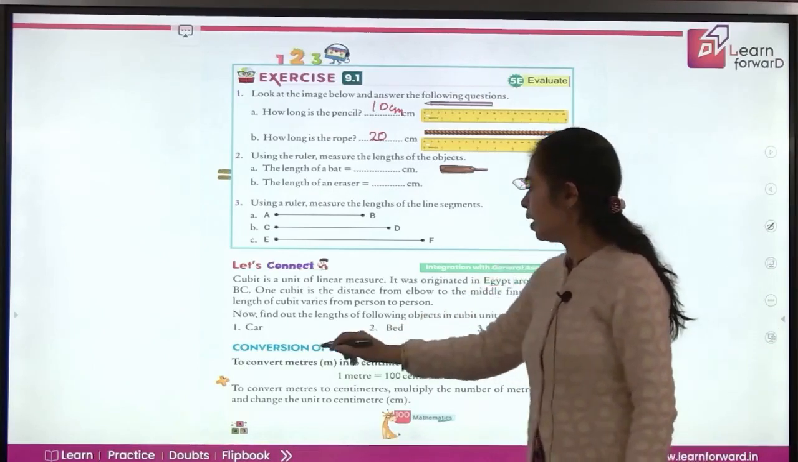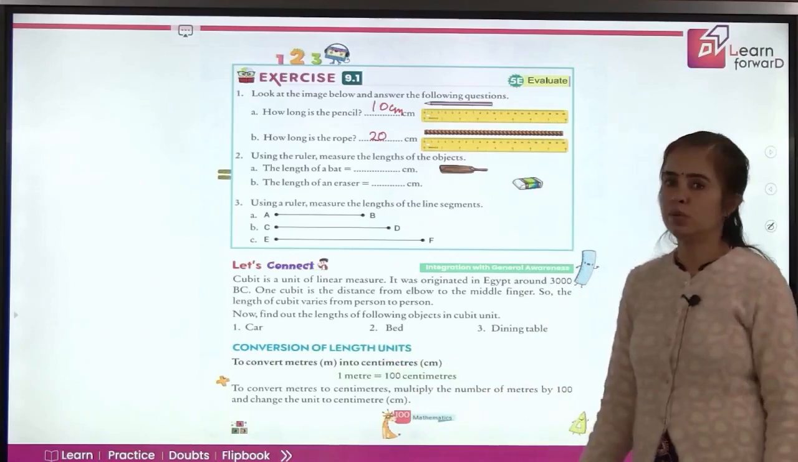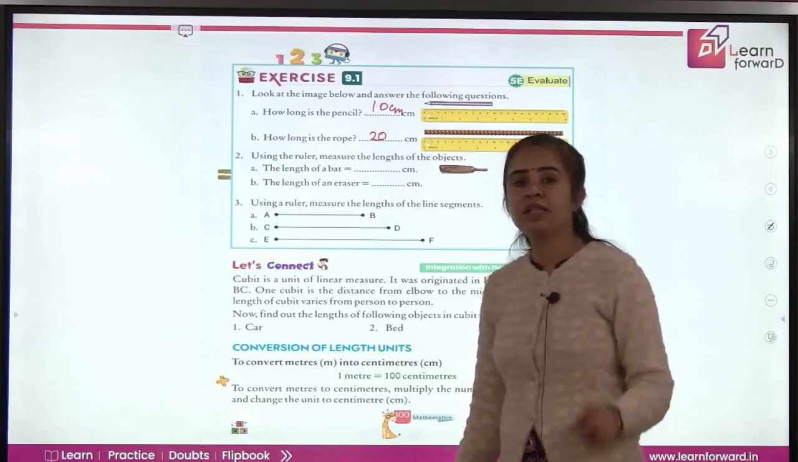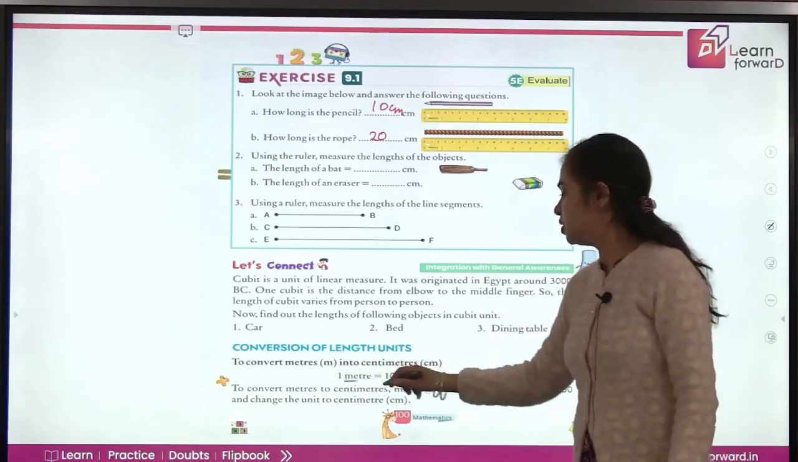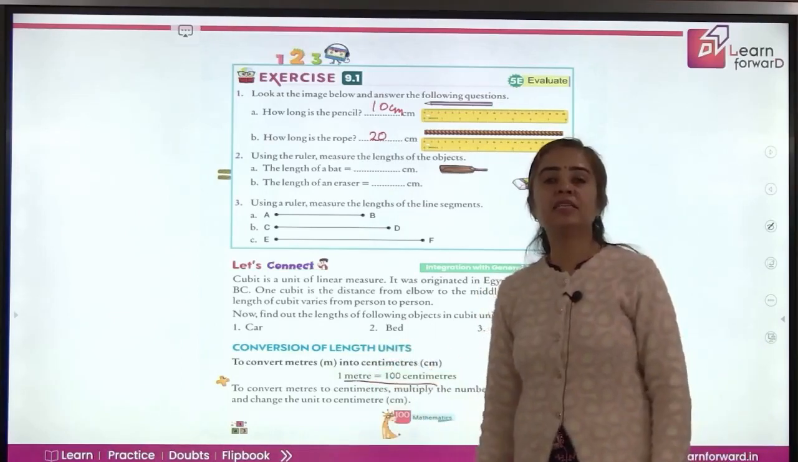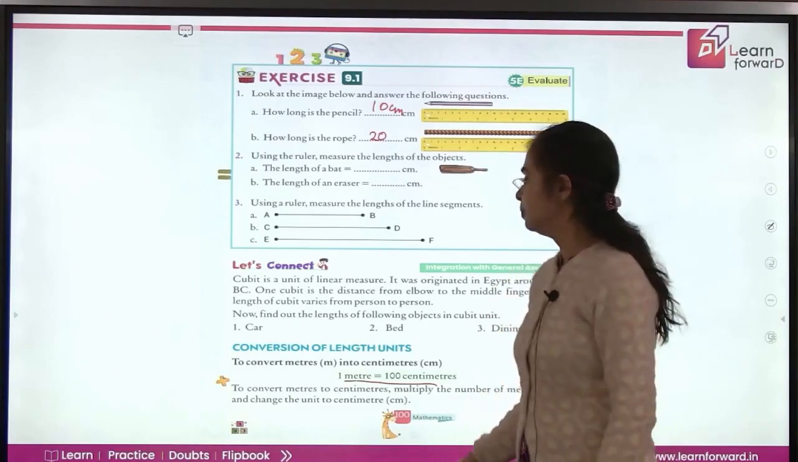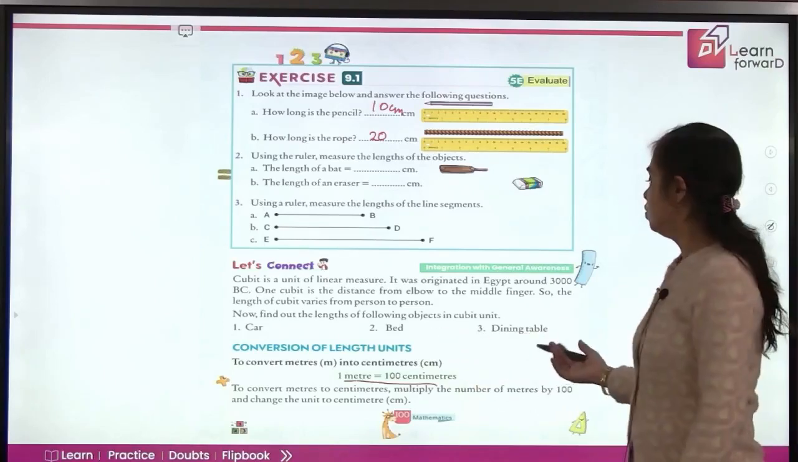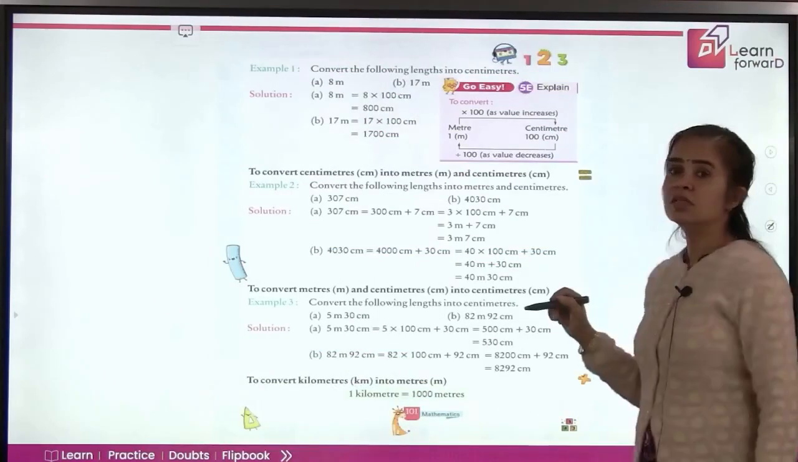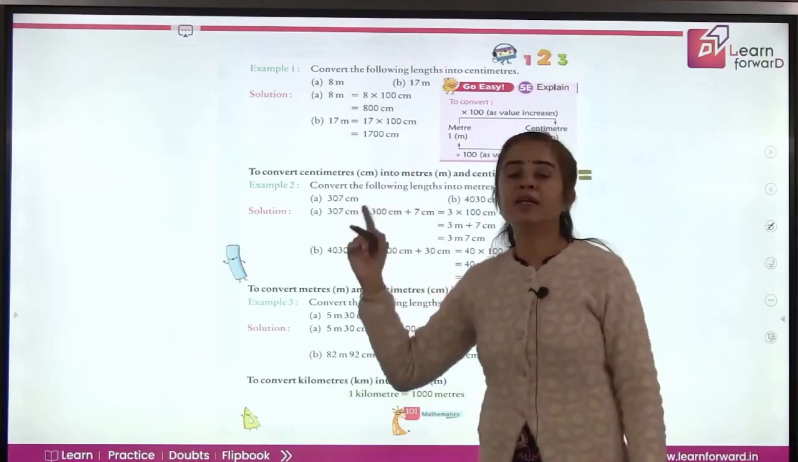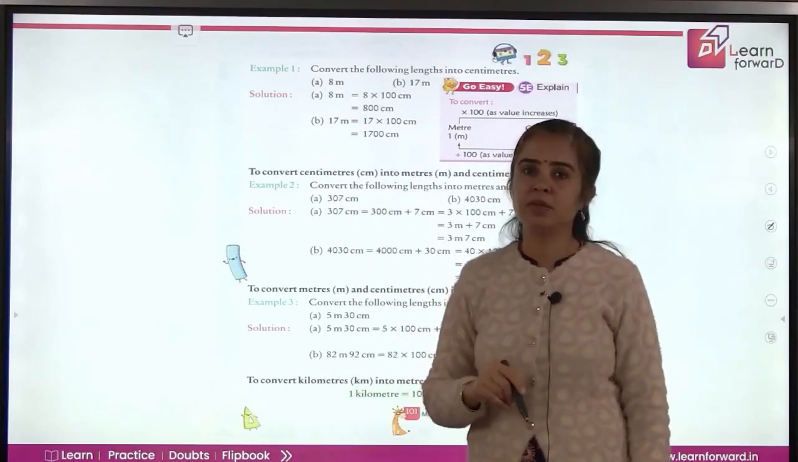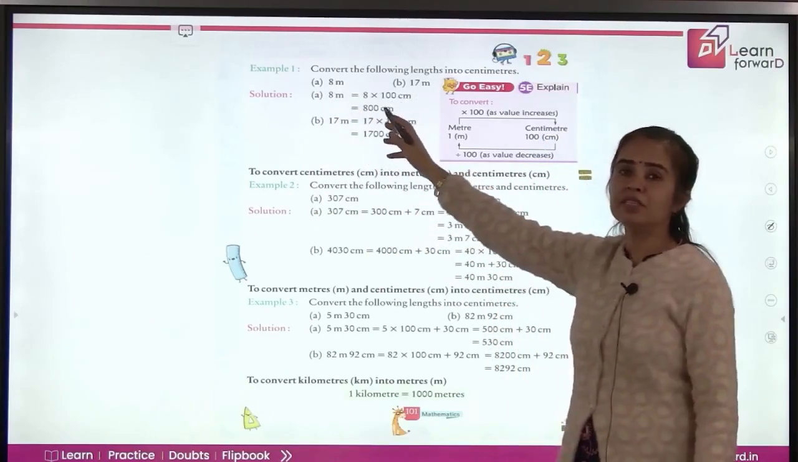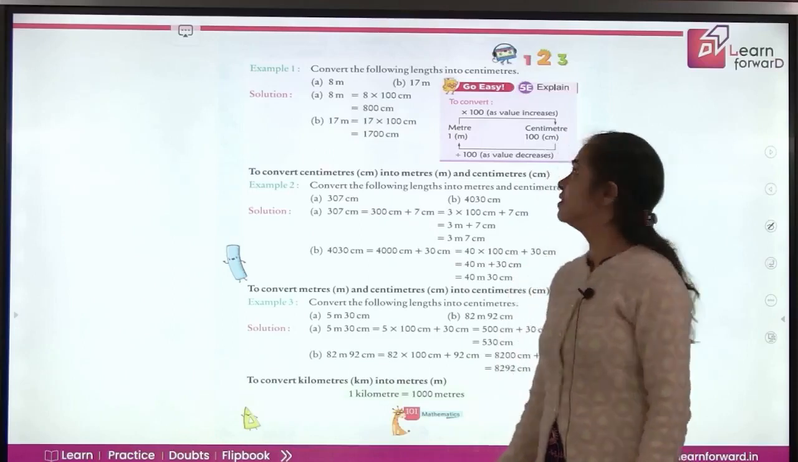Now, conversion of length units. To convert meters into centimeters, we must know the relation that 1 meter is equal to 100 centimeters, where meter is the bigger unit and centimeter is the smaller unit. So when you have to convert a bigger unit into a smaller unit, we multiply. So 1 meter is equal to 100 centimeters. 2 meters will be equal to 2 multiplied by 100, which will be 200 centimeters. Similarly, 8 meters is equal to 8 multiplied by 100 centimeters, that gives you 800 centimeters.